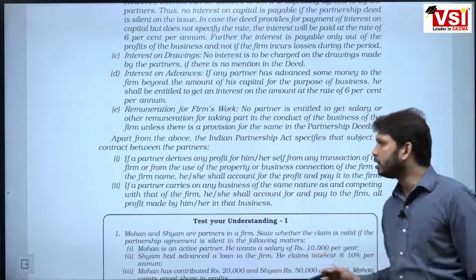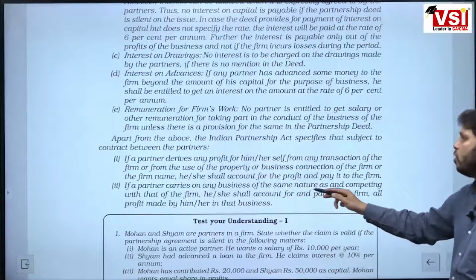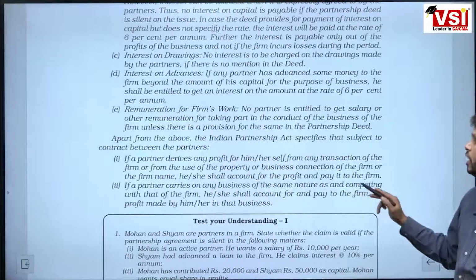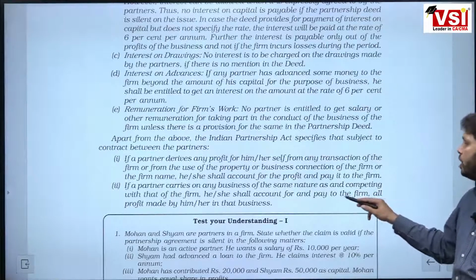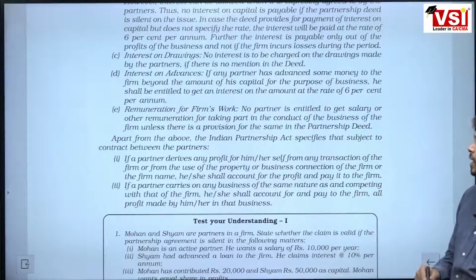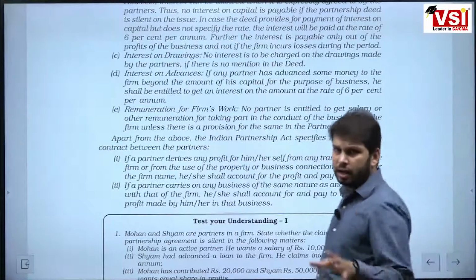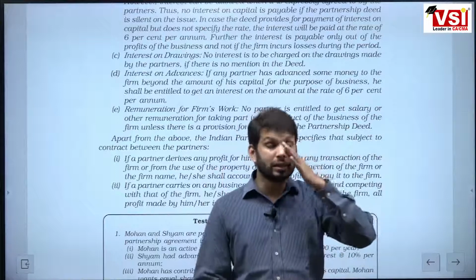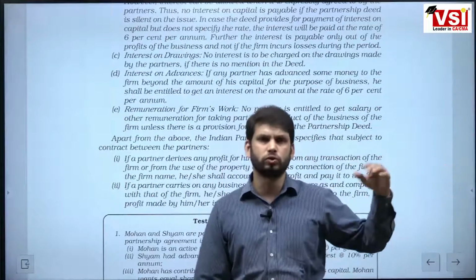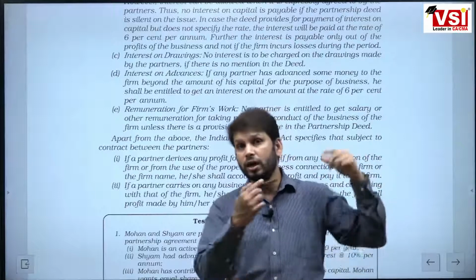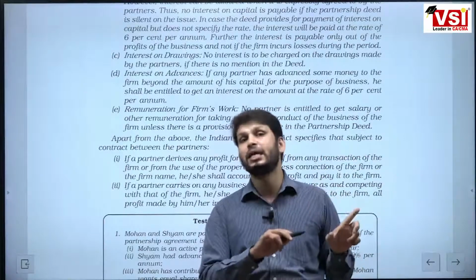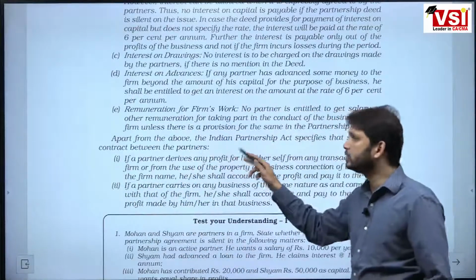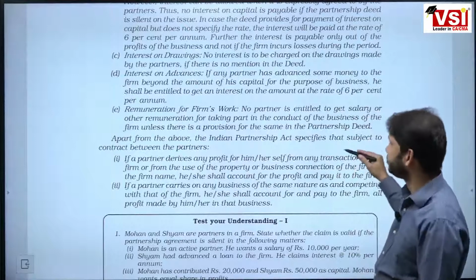Another thing, if a partner carries on any business of the same nature as and competing with that of the firm, he or she shall account for and pay to the firm all profit made by him or her in that business. So, if I started a business as a partnership, and I started exactly the same business as an individual also, a separate business, the money which I earn in my individual business, because they are the same, will belong to the partnership business. This is written in the Partnership Act.